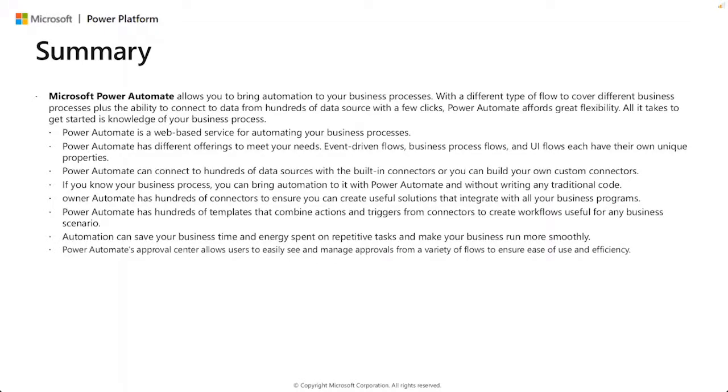If you know your business process, you can bring automation to it with Power Automate and without writing any traditional code. Power Automate has hundreds of connectors to ensure you can create useful solutions that integrate with all your business programs. It has hundreds of templates that combine actions and triggers from connectors to create workflows useful for business scenarios. Save your business time and energy spent on repetitive tasks and make your business run more smoothly. And finally, the Approval Center allows users to easily see and manage approvals from a variety of flows to ensure ease of use and efficiency.